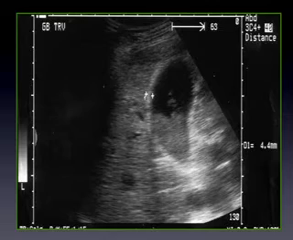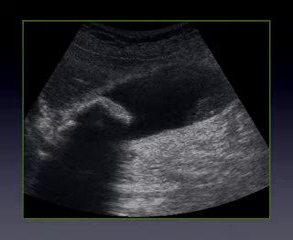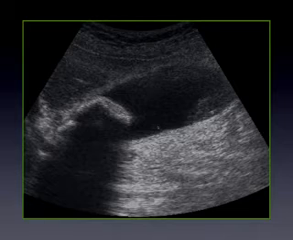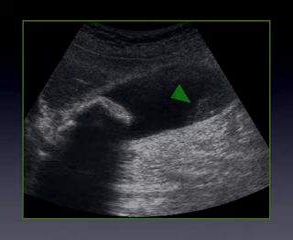This is a good example of sludge. You can see this within the lumen of the gallbladder, and then you can also see little pieces that are floating around just like a lava lamp. In this case, we see the obvious pathology here, which is a large stone with acoustic shadowing, but there's also some non-shadowing debris within the lumen of the gallbladder. That's an example of sludge.